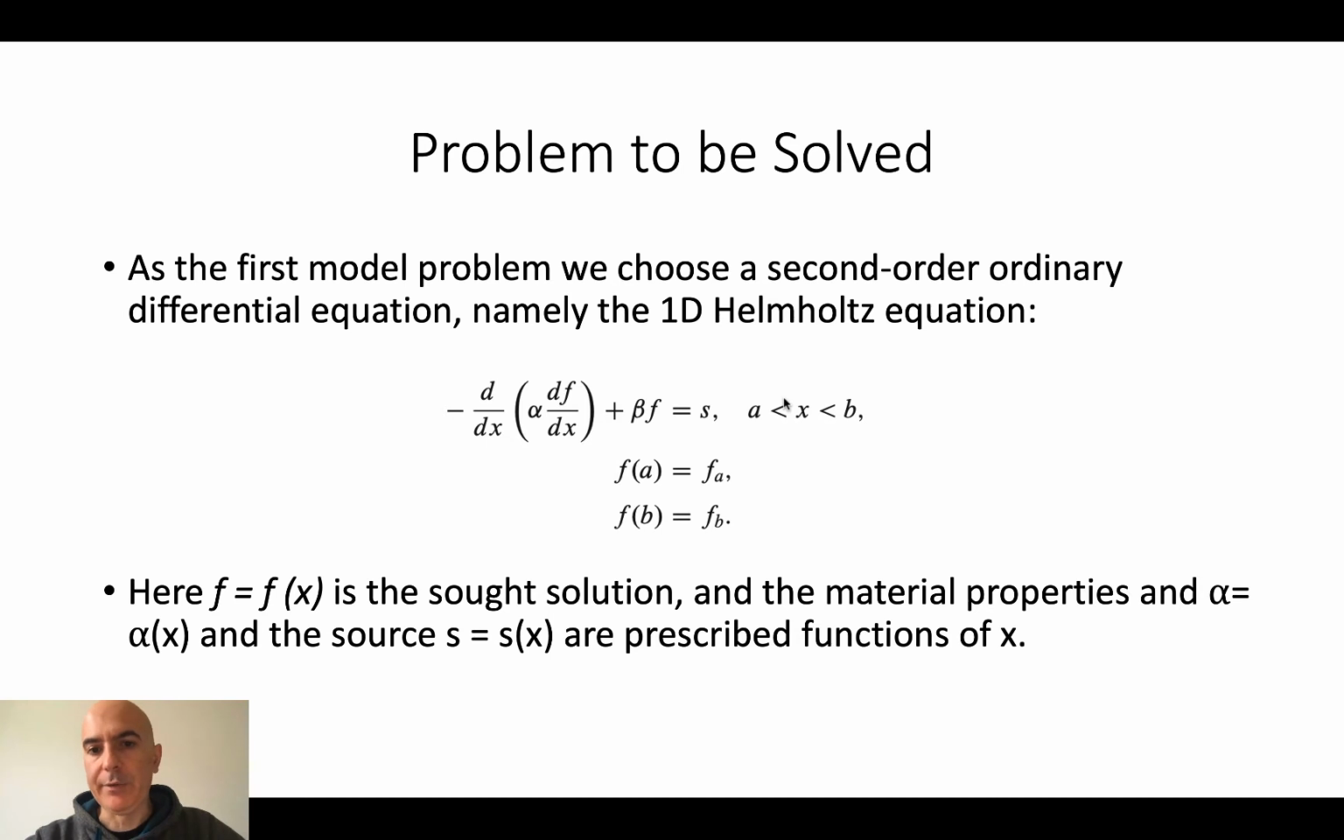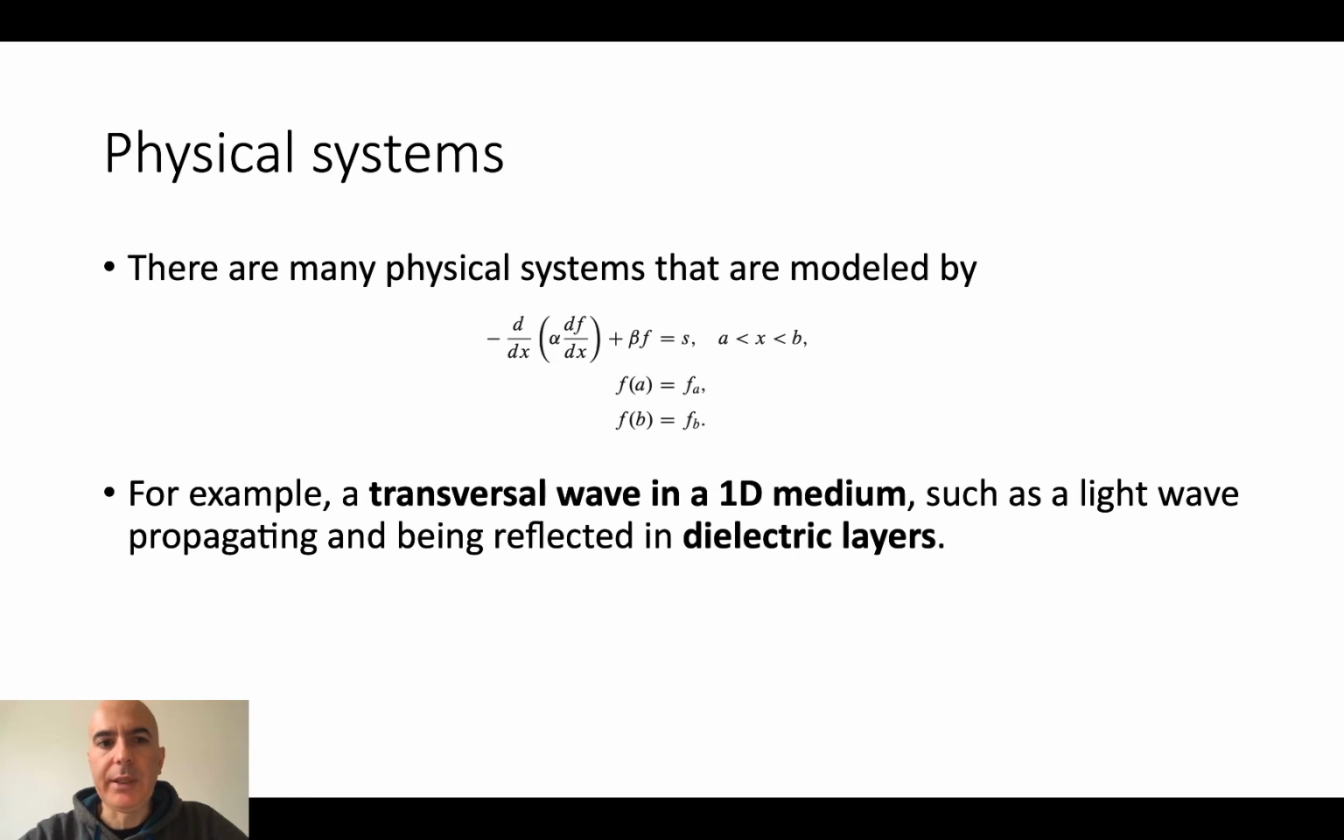Our domain is defined between a and b, and then we have two boundary conditions at the extremes of our one-dimensional domain. The Helmholtz equation describes many physical systems. One important example is the propagation of a transversal wave in a 1D medium, in a dielectric, such as a light wave propagating and also being reflected in dielectric layers. In particular, alpha and beta are going to be our material coefficients.